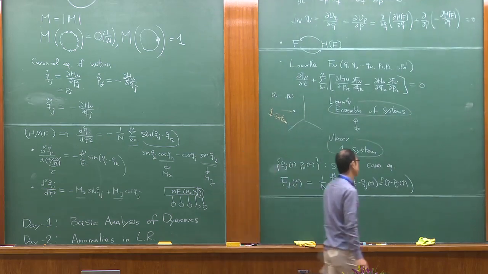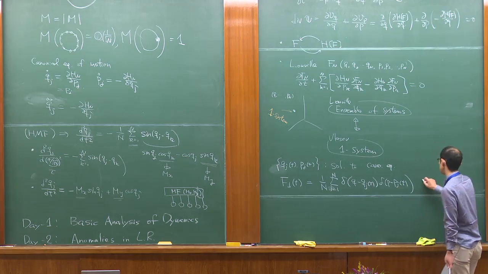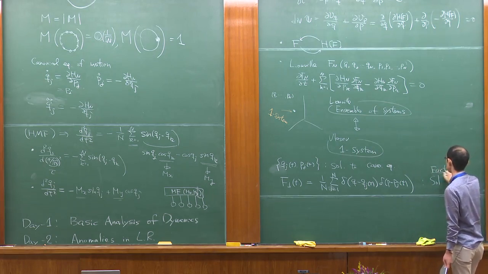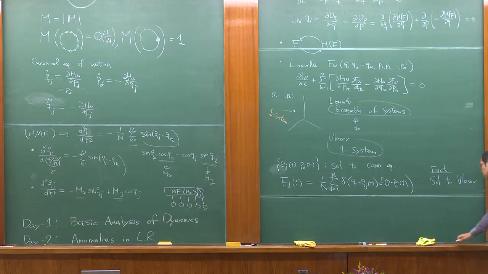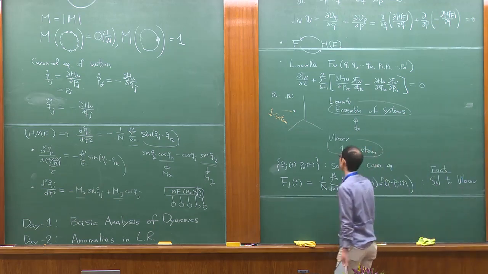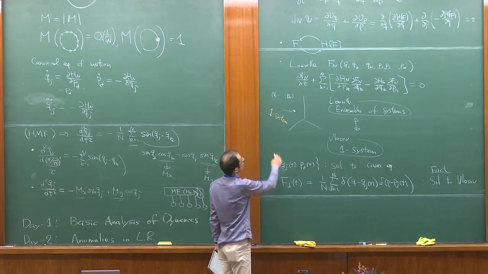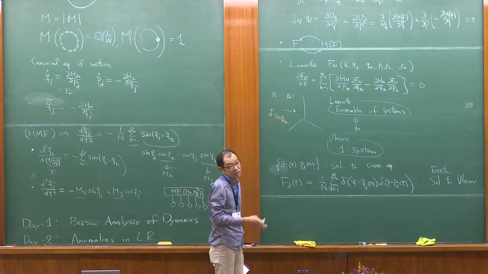And the fact is, this is a solution to Vlasov. So this is a fact. If we substitute this discrete distribution into the Vlasov equation, it holds.